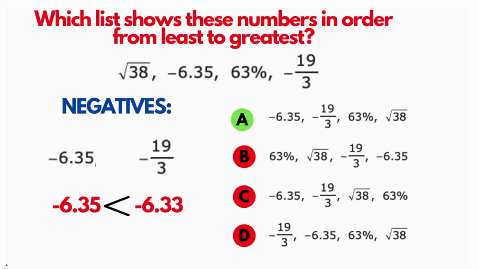So that gives us our smallest, which is negative 6.35, which will give us our answer to which list shows these numbers in order from least to greatest. It's A: negative 6.35, negative 19 thirds, 63%, and the square root of 38.